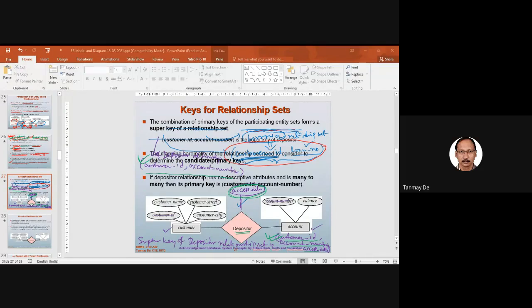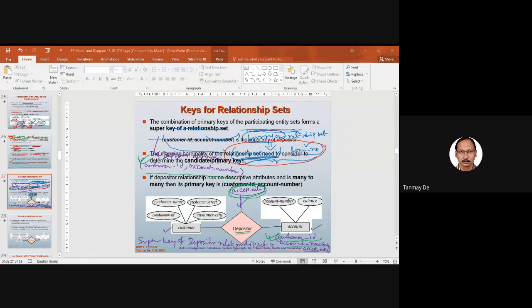If it is many to many, at that time the primary key is the combination of customer ID and account number. But if it is many to one, like this example in slide number 28, I think you see the slide. Is it? Slide number 28. Yes, sir. So it is many to one. The depositor relationship set is many to one. Which side is many? The customer entity side is the many, and the account entity set is the one. That is many to one.